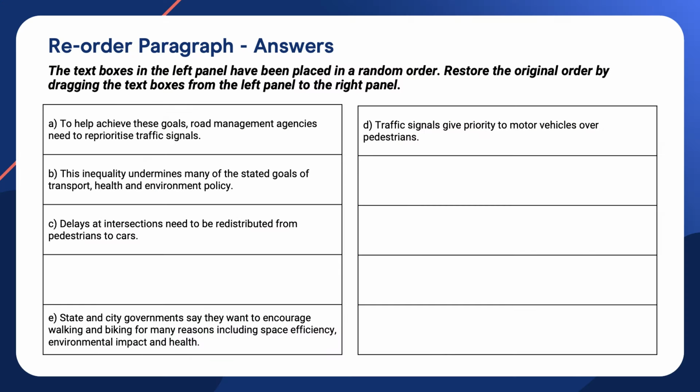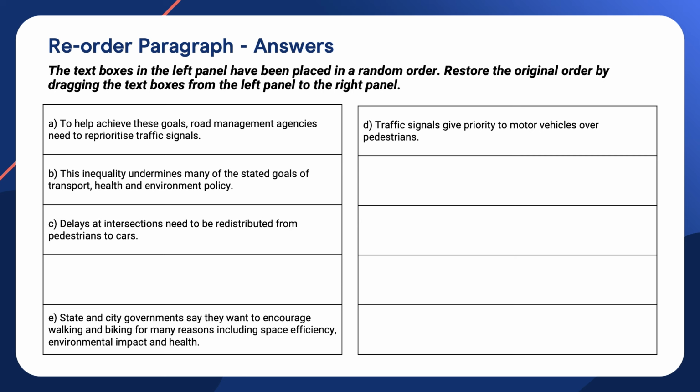What did you think? Were you able to reorder the paragraph? Let's see how it's done. So the first sentence is D. Traffic signals give priority to motor vehicles over pedestrians. This is a good opening sentence. It makes sense and doesn't need any other sentences.